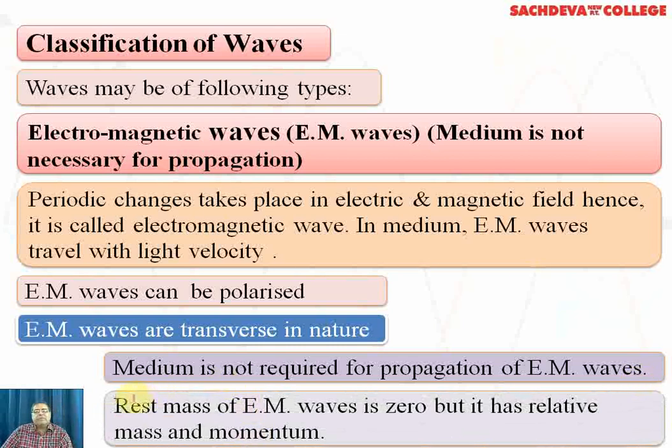Now, when we speak of rest mass, there is an equation: m dash is equal to m naught over square root of 1 minus v square over c square, where m naught is the rest mass and m dash is the moving mass. And this equation is generally known as the Einstein equation of special relativity. So the concept is that the rest mass of an electromagnetic wave is 0, but it has relativistic mass and momentum. So mass is in the form of energy and momentum is h over lambda.